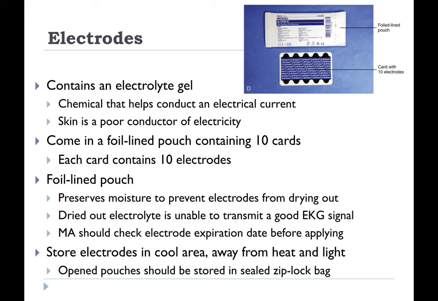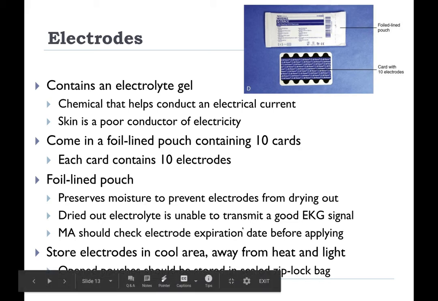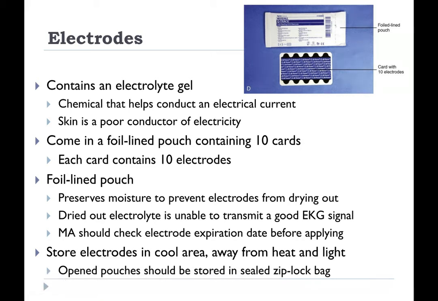Also, you should look at them and see if they're dried out or crusty or discolored, then they probably went bad. You want to store the electrodes in a cool area away from heat and light. And once you open them, cut them open, you should store them in a sealed bag.